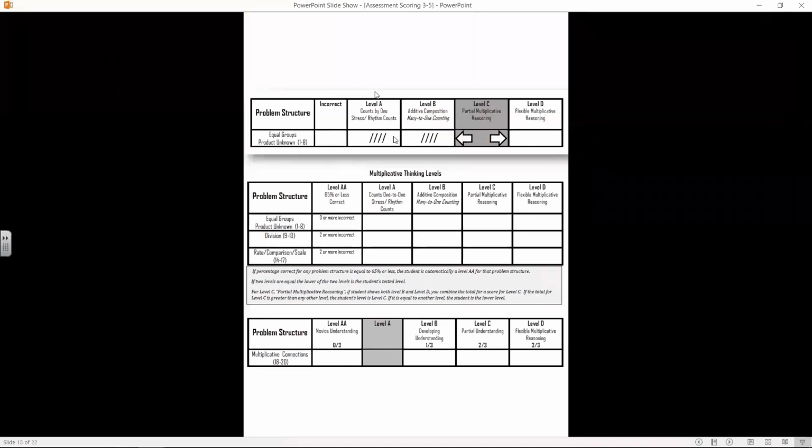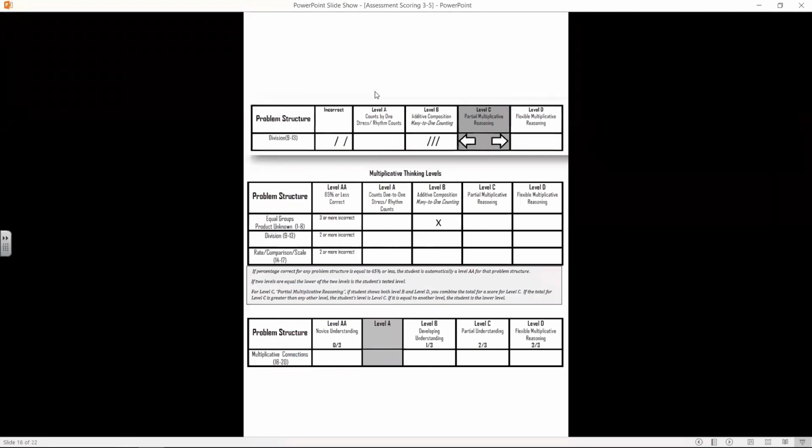All right, let's take a look at this one. They have 4 level A and 4 level B. Again, this is really rare to see this, but if 2 are tied, you go with the lower one. So it would be a level A. And take a look at this one.